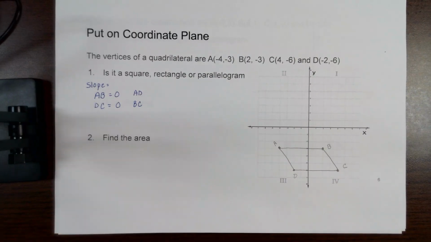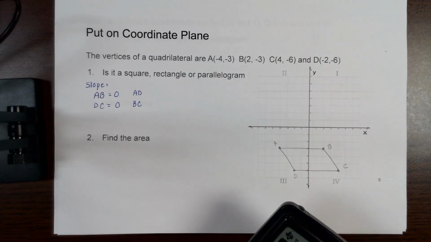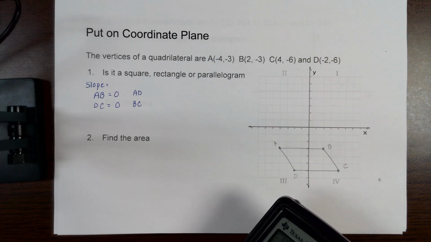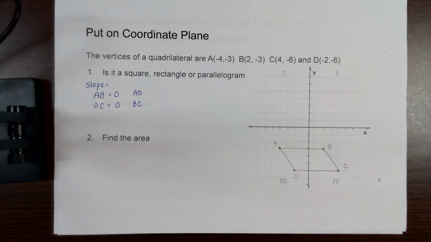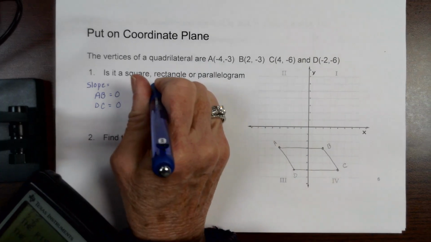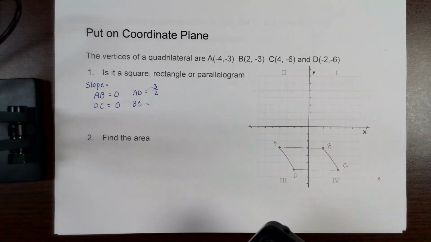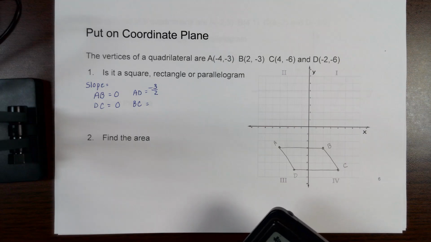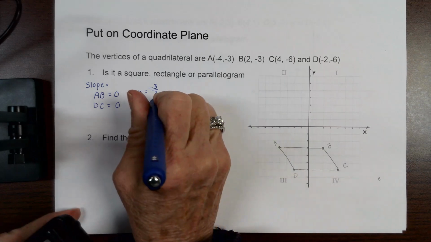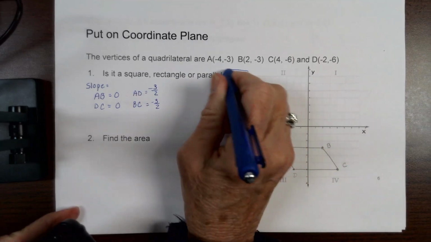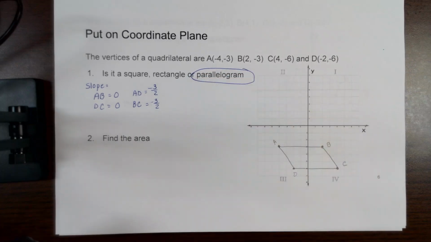Now I want the slope of AD and BC. So AD, I'm going to use -4, -3, and -2, -6, and I'm going to get a slope of -3/2. So let's see on BC if I get the same. So B is 2 and -3, and C is 4 and -6, and again I'm going to get -3/2. So I know that this is a parallelogram.